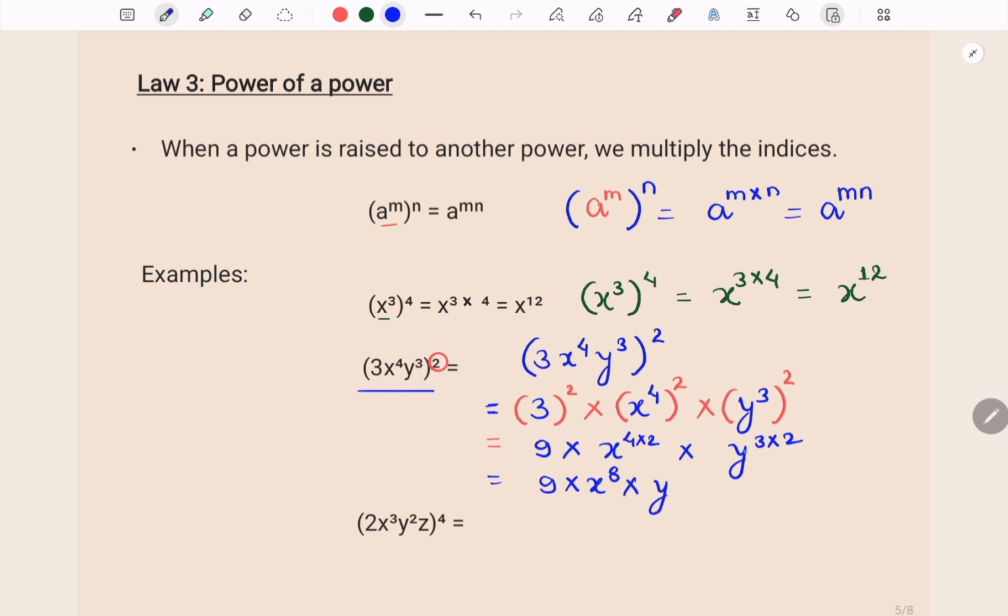Y, 3 times 2 is 6. That is 9 x to the power 8 and y raised to the power 6.